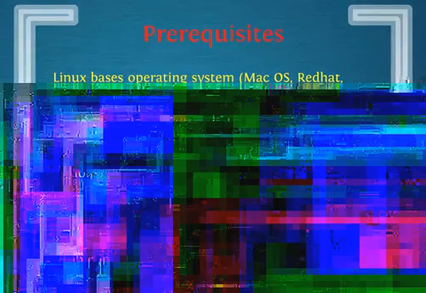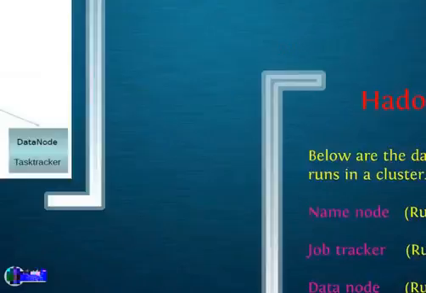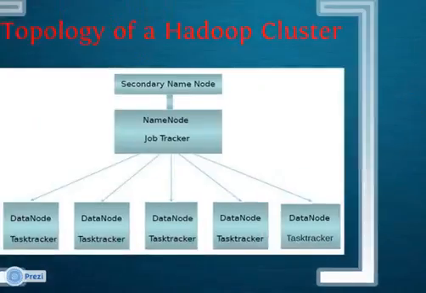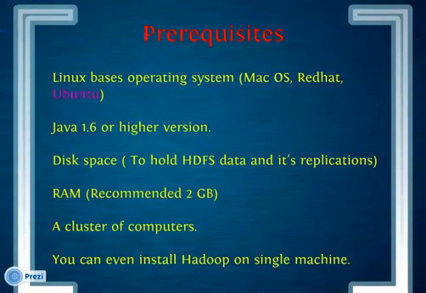So all the master processes, that is name node and job tracker, will be running on your own machine, as well as all the slave processes, that is data node and task tracker, will be running on your own machine. So logically it is possible to make your machine master as well as slave. So this is all about prerequisite.